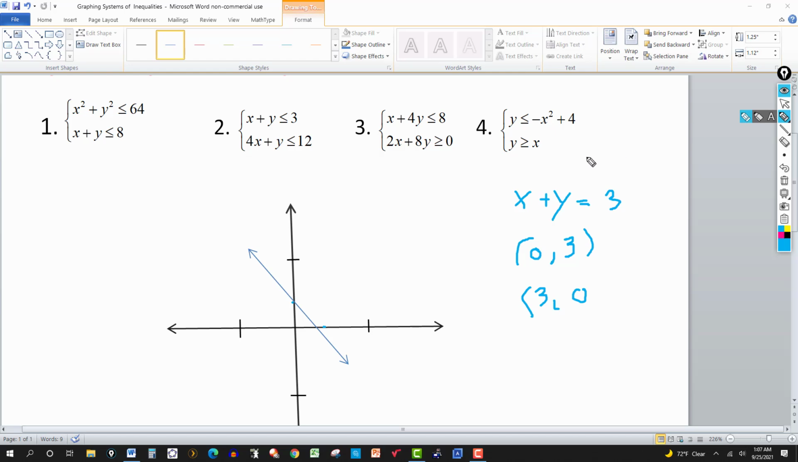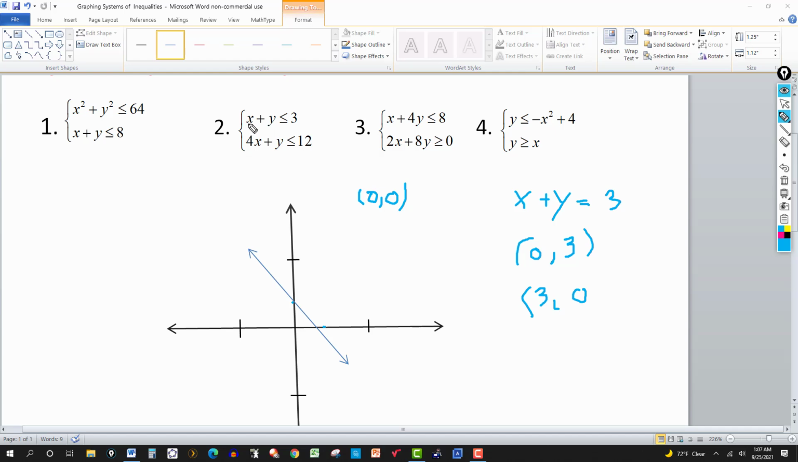And then I want to know which way do I shade. So again, I'm going to use the test point 0, 0, just like I did in the other problems. You can pick other points, it's up to you, as long as you don't pick a point that falls on the boundary, in this case this particular line. And just plug it into the inequality. If you get a true statement, you shade everything on that side of the line. If you get a false statement, you shade everything on the other side.